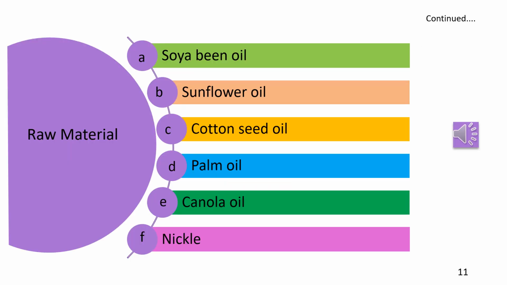Besides the chemical reaction for the manufacturing of vegetable ghee, there are raw materials which are used. These raw materials include soybean oil, sunflower oil, cottonseed oil, palm oil, canola oil and nickel catalyst.